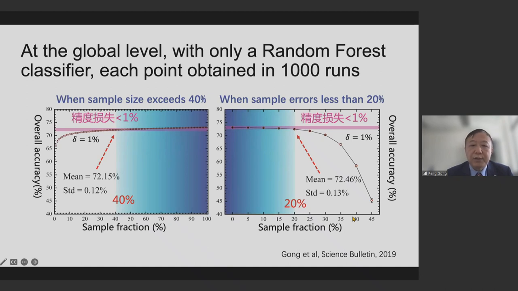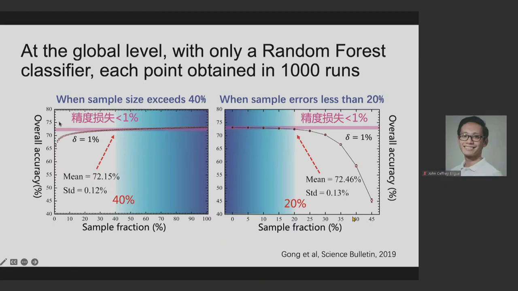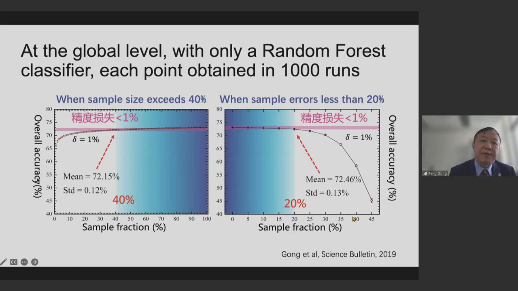We could use the samples to train a classifier. In this case, we use the random forest. Then we could use another set of samples to test the random forest classifier and try to get the classification accuracy. The accuracy we call overall accuracy, in percentage.